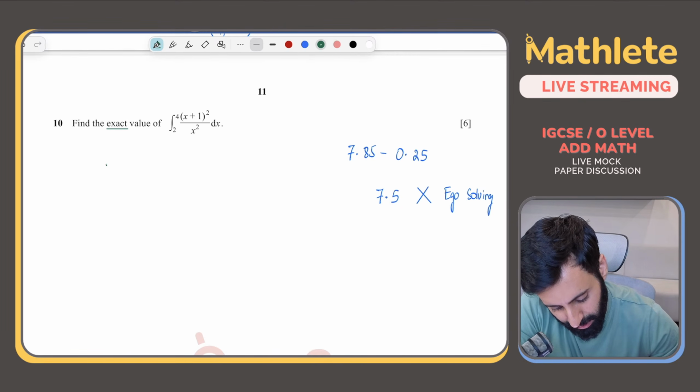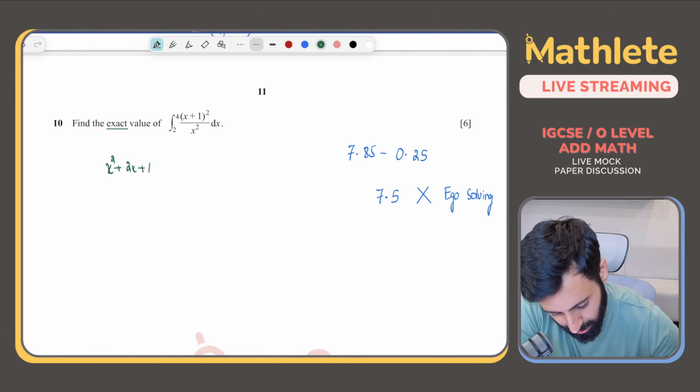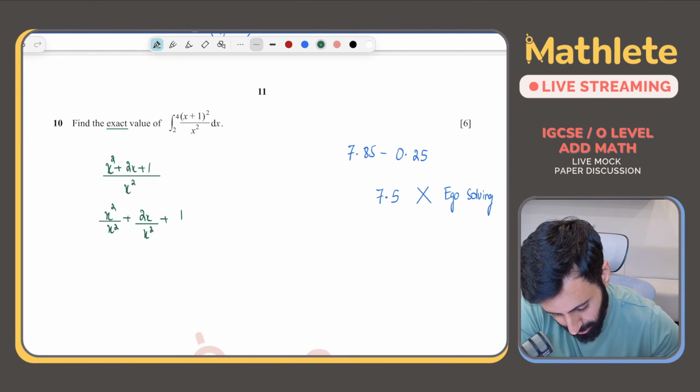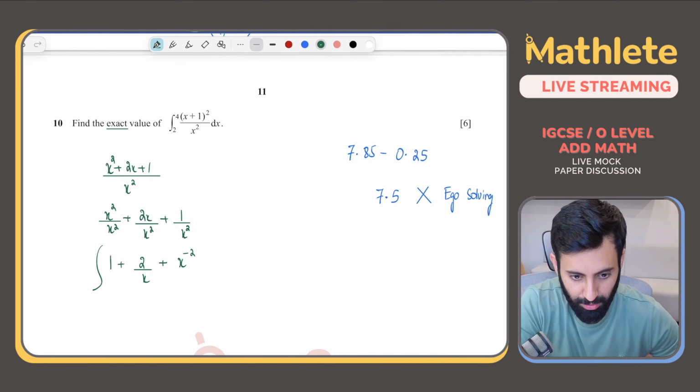Okay, so first let's expand. So this becomes x square plus 2x plus 1 upon x square. Okay, now let's write each term of the numerator separately with the denominator. So x square plus 2x upon x square plus 1 upon x square. Now this becomes 1, this becomes 2 upon x, and this I will write as x power minus 2 so that it's easy for me to integrate.